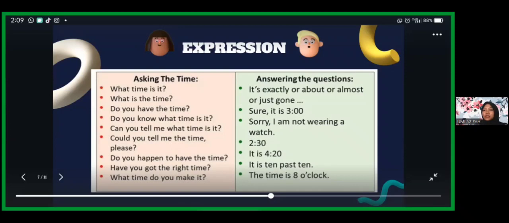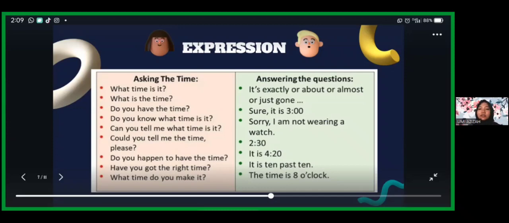Or how to answer the question? Sure, it is 30, like it is 30 o'clock. Sorry, I'm not wearing a watch. Or you can say directly by the time, by the hour, 2 and a half past 2, like that, yeah.